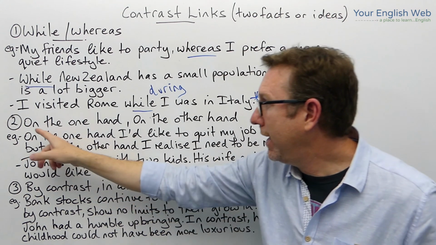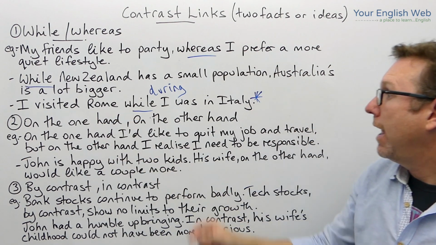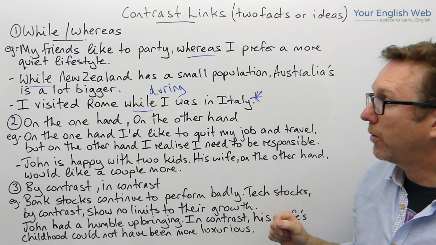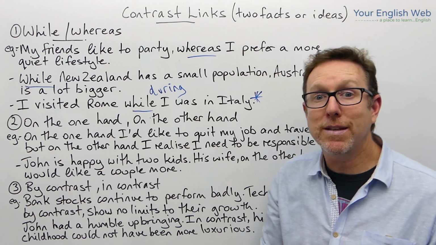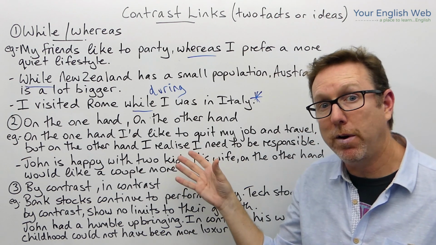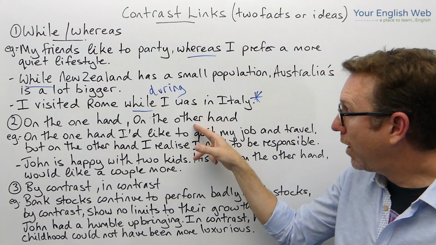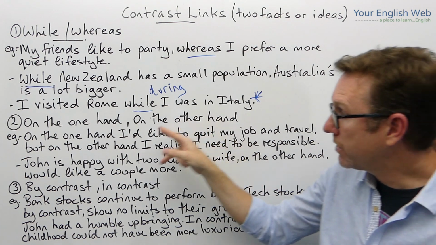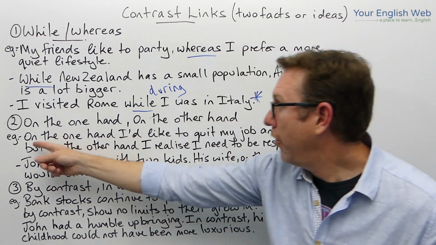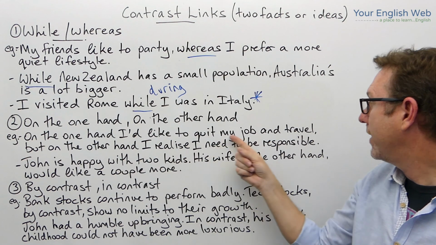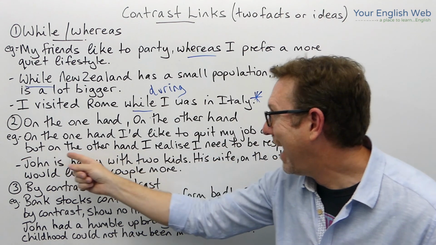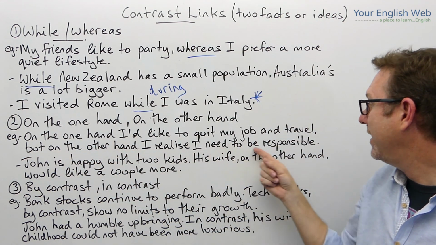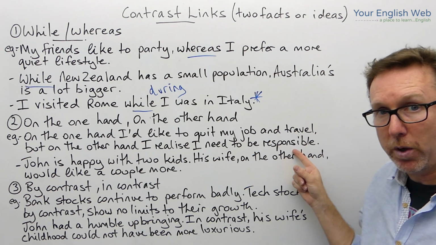Now the second one here is on the one hand and on the other hand, okay? Now we can use these two in the same sentence. I have an example of that here, or we can use this one here individually. So let's have a look at the examples. On the one hand, I'd like to quit my job and travel, but on the other hand, I realize I need to be responsible, okay?